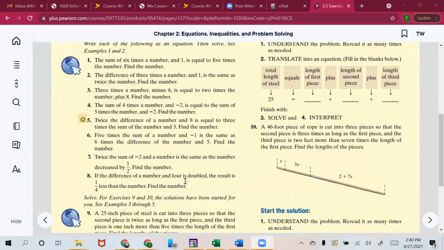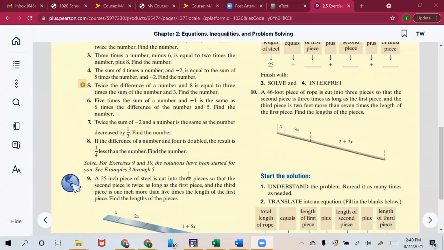We're going to look at number 6. So number 6, I might be able to squeeze number 6 in this little space here. Number 6: 5 times the sum of a number and -1 is the same as 6 times the difference of a number and 5. Find the number. So notice here where it says 5 times the sum. So the first thing that I need to do is find the sum of a number and -1.